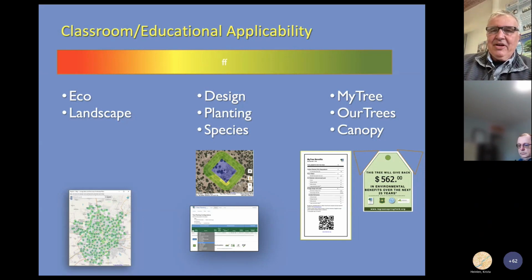So if we go from green to red, I'm more apt to know that we can show my tree, our trees, and canopy with most groups. Then if we go up to design, planting, and species, a little more intricate, a little more training, a little more explanation. And then you want to reserve the eco and landscape primarily for the students that are a little bit older and able to grasp the concepts and able to put the results to work.